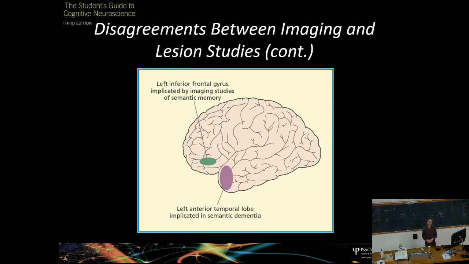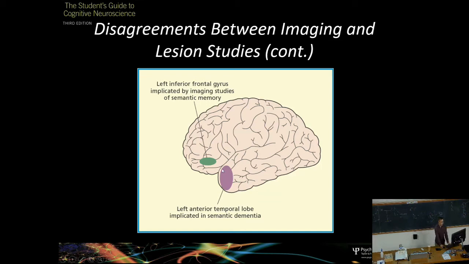So I'm not trying to diss functional imaging. I think it's a really powerful method, but I am trying to introduce a note of skepticism. And also to make you think that actually it's not the case that one method is necessarily better than the other. The different methods have their own relative advantages and disadvantages. And what I'd like to do is illustrate this with a concrete example of how brain imaging data might conflict with data from brain damaged patients and appear to reveal different results.